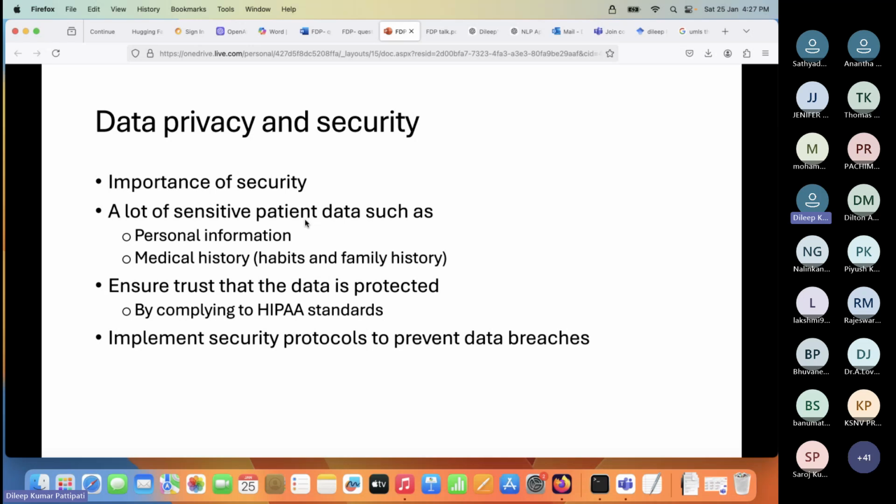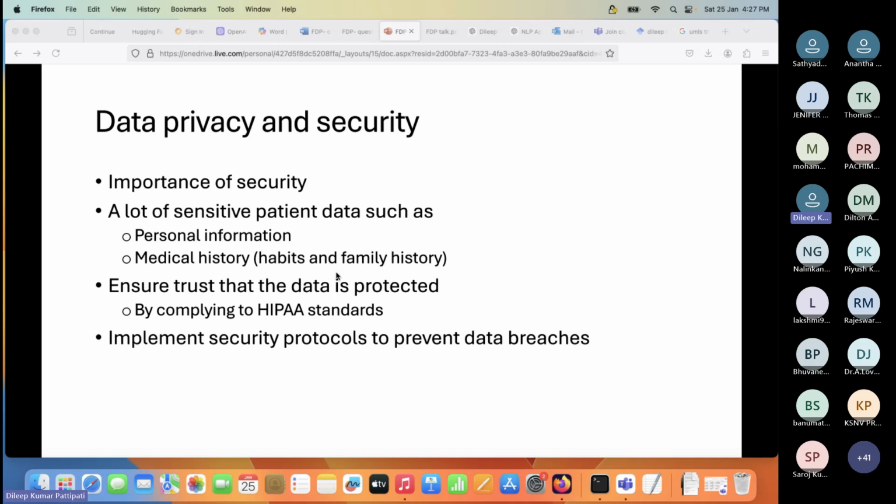It's intruding into his personal life. So in order to handle that, there are certain standards called HIPAA standards that have to be followed. The data should be protected. The medical information should be used, but the data should be protected, and certain security protocols should also be followed.